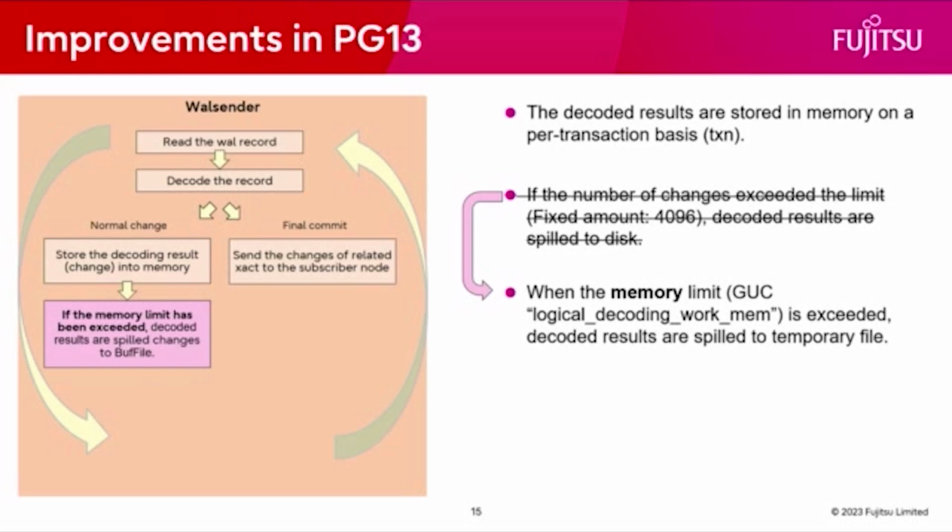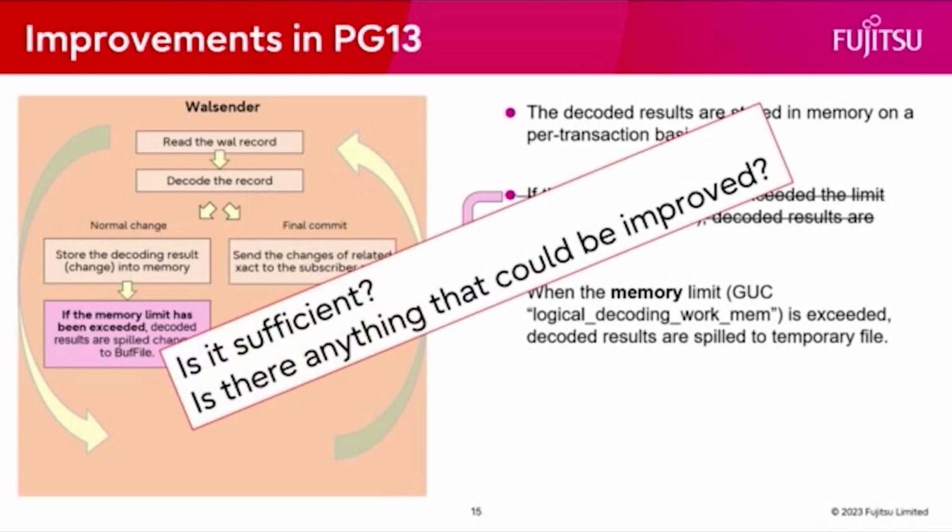Overall, this improvement is aimed at the logical decoding phase. So here is the question. Is it sufficient? Is there anything that could be improved? Let's take a look at how the community improved this processing in version 14.